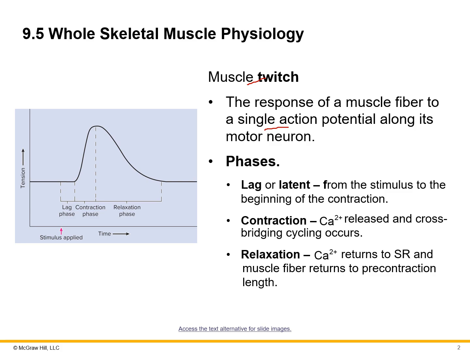So you have three phases to this twitch. There's the lag or latent stage, and this is from the stimulus to the beginning of the contraction. So it's not an immediate phase. We see it here, this lag phase that occurs. We have the stimulus applied, but it takes a little bit before that contraction, so it's called the lag phase. Then we have the contraction, that's that release of calcium, where those cross bridges are going to form. And then we have the relaxation, where the calcium returns to the sarcoplasmic reticulum.